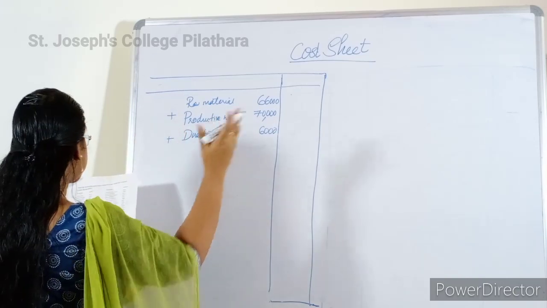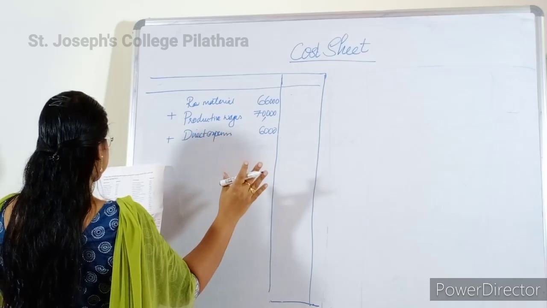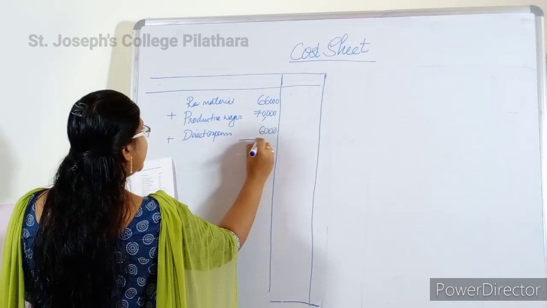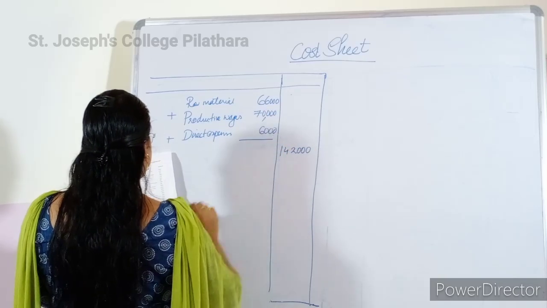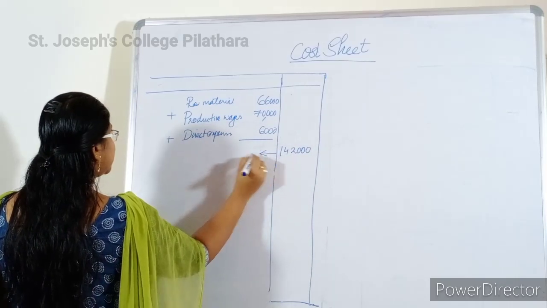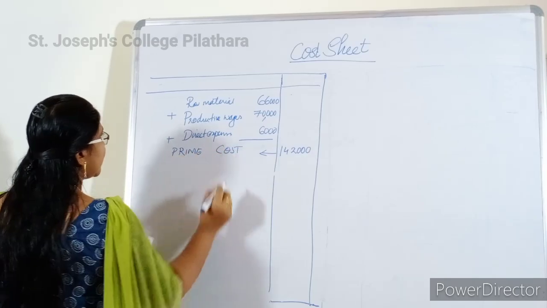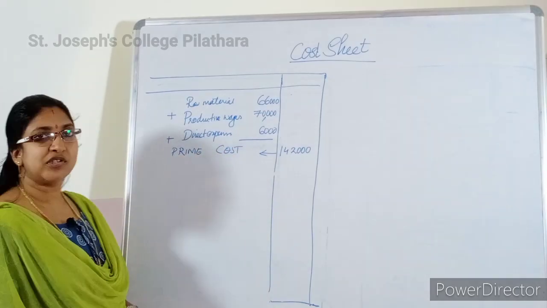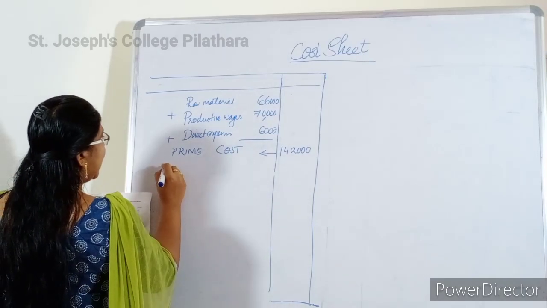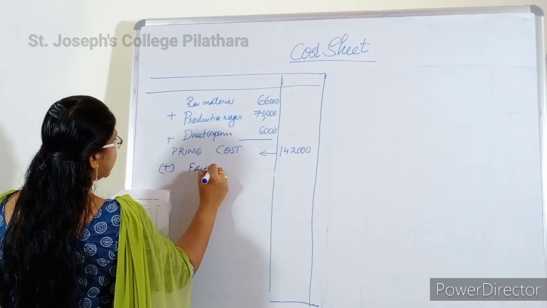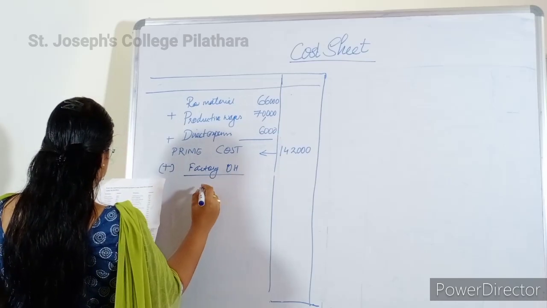Nothing else is there in the question. You can just go through the question. All direct expenses are included; the rest of them are indirect. So the total gives you 1,42,000. This 1,42,000 constitutes the prime cost. Now what will you do? You got the prime cost. With the prime cost, you will add the factory overhead. Many expenses come under the factory overhead. We can note them down one by one.